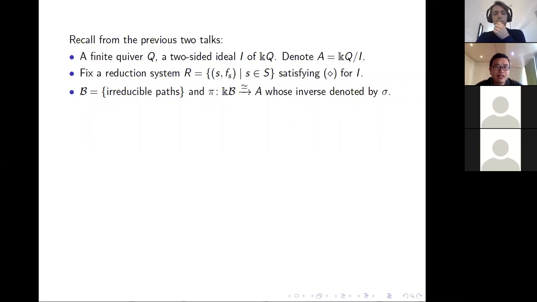Once we fix the reduction system satisfying the diamond condition, then we have irreducible paths, right? By irreducible paths, I mean a path in Q which does not contain subpaths in this S, okay? And then by Bergman's diamond lemma, we can identify the vector space spanned by the irreducible paths with the algebra A, and this isomorphism is induced by the natural projection, right? If we have a path, then we look at its image in the quotient, and we denote the inverse by sigma. So sigma sends an element in A to its normal form, so we should get a linear combination of irreducible paths.